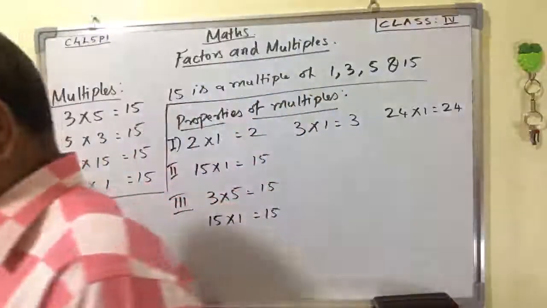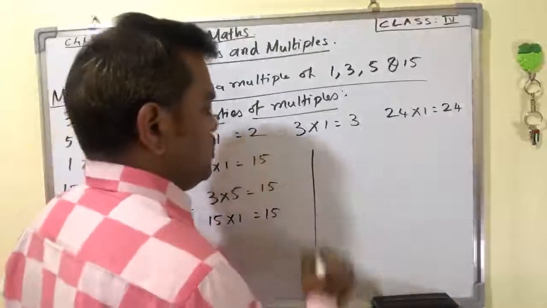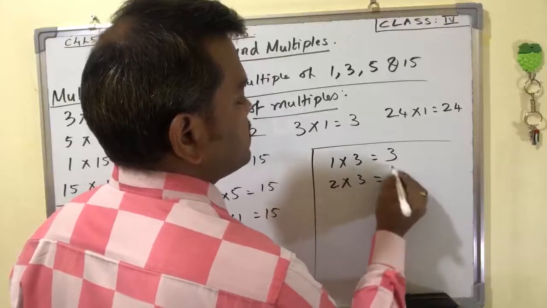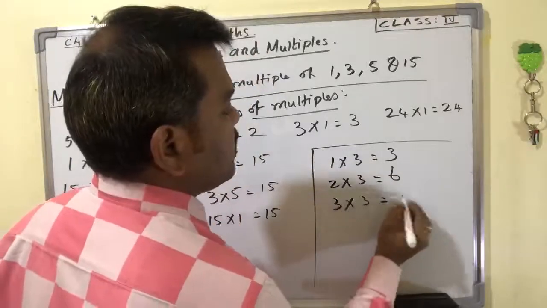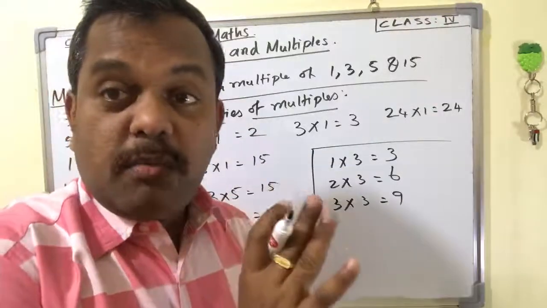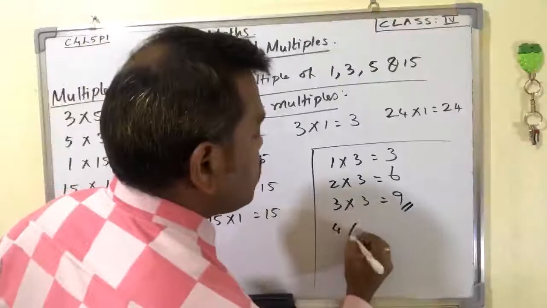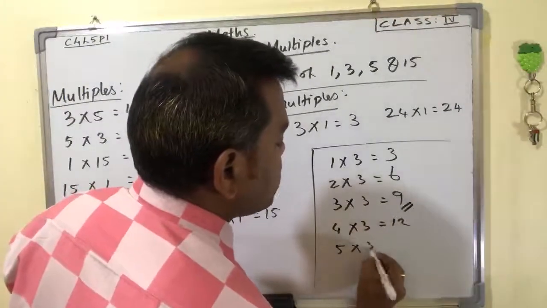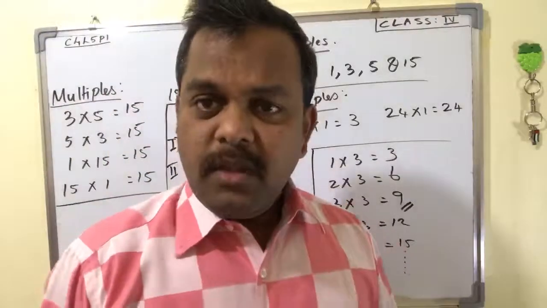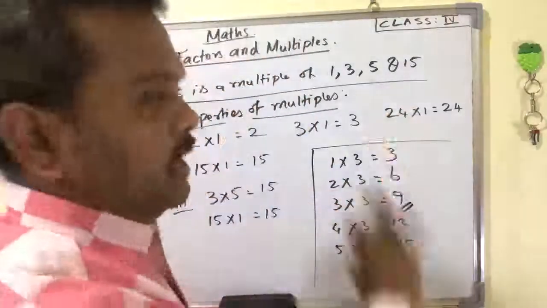Next. There is no largest multiple of a number. For example, 1 3 is 3, 2 3s are 6, 3 3s are 9. Which one is the largest multiple of 3? Can I say 9? No. 4 3s are 12, 5 3s are 15, like that it will go. So we cannot say any largest multiple. There is no largest multiple of any number. It will go on like that only.